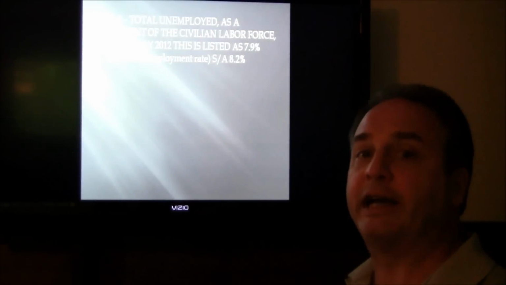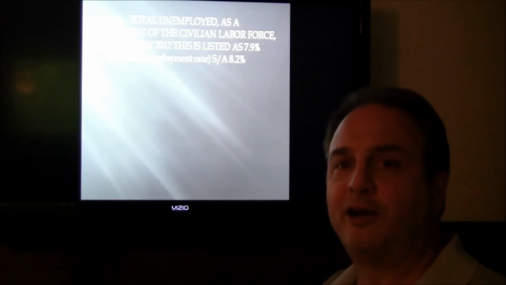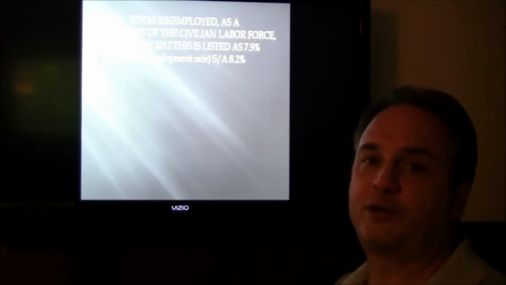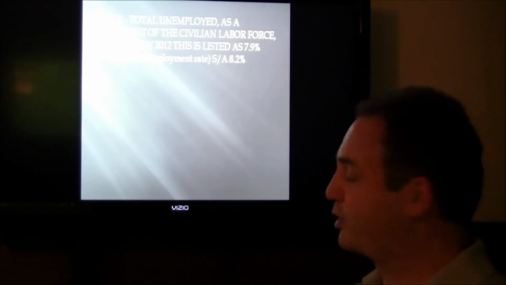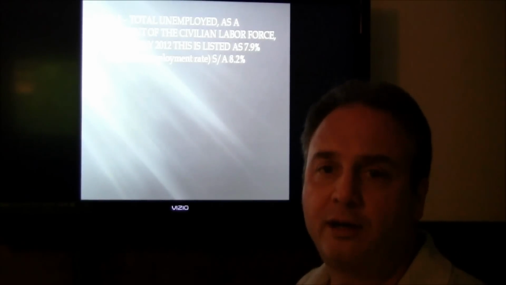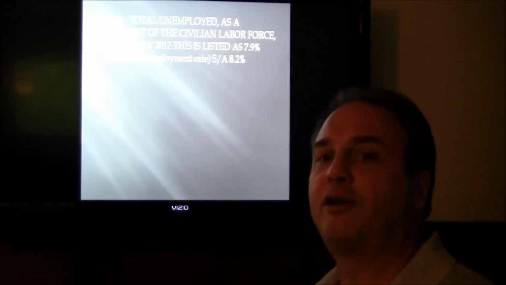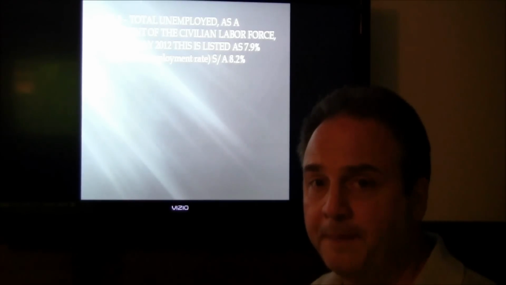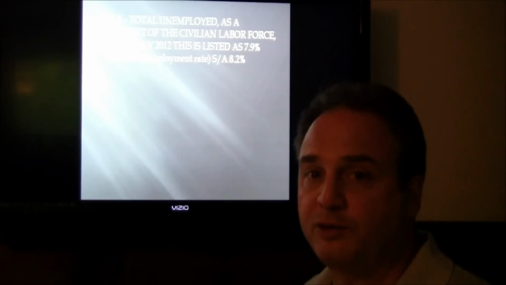Now U3 is generally the number you see in the newspaper and on TV. It's not even close to counting all the unemployed people. It's a percentage. It's what they call the total employed. But actually what it is, it's just the number of people who are currently collecting unemployment. And sometimes it's only first-time filers too.